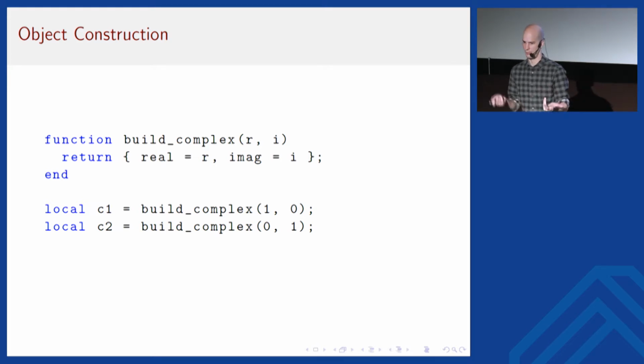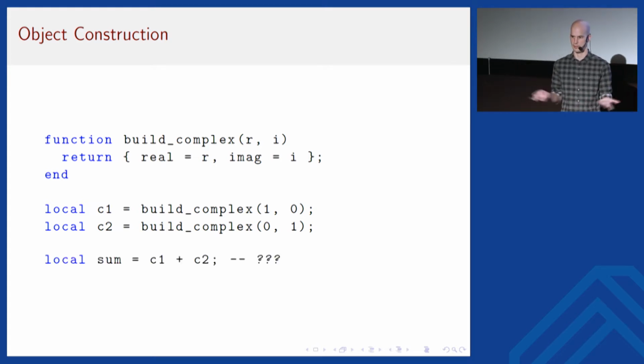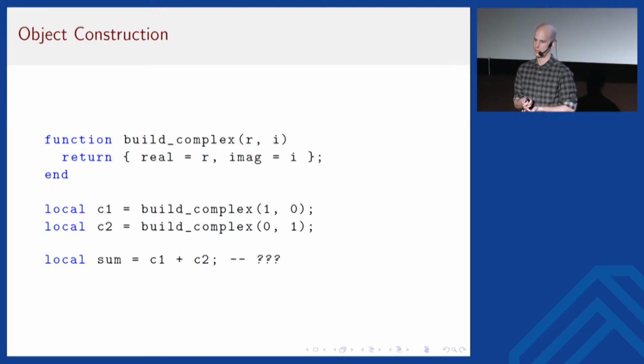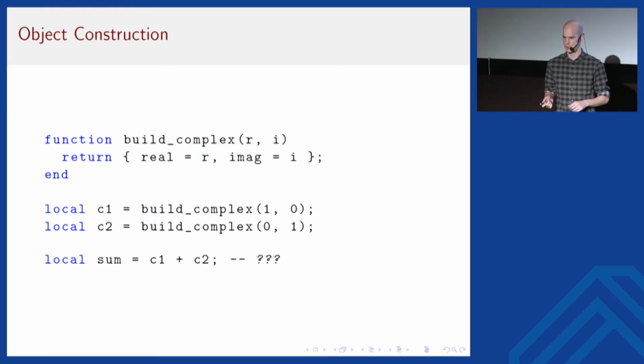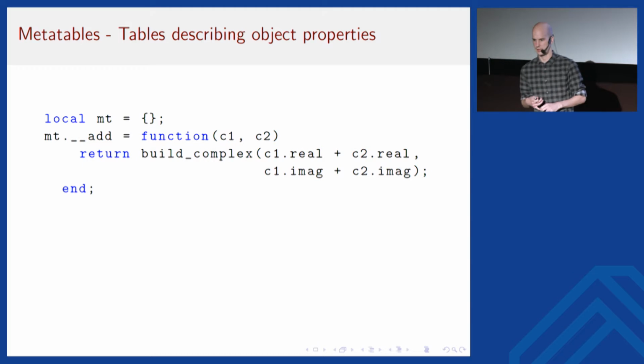So let's say I've now built two of those complex numbers, and now I want to apply some operation to them, like add them together. How would I do this? I mean, for this I need operator overloading. The way that Lua solves it is with a feature called metatables.